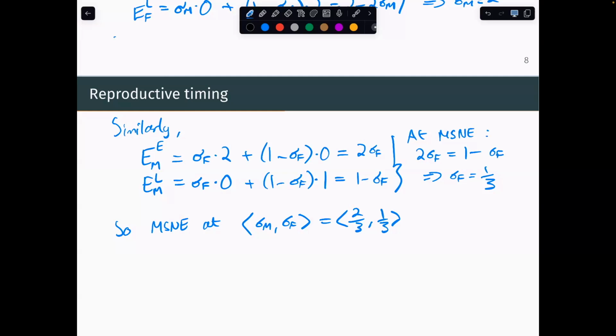Remember as well that this I've defined to be the probability of mating in the early season. So the other way of thinking of this, the probability of mating in your preferred season is 2/3. Because for males, their preferred season is early, the females, their preferred season is late. Who got that? Okay, good.